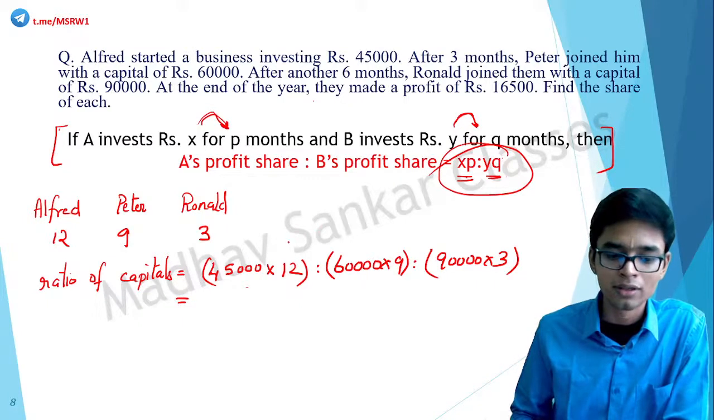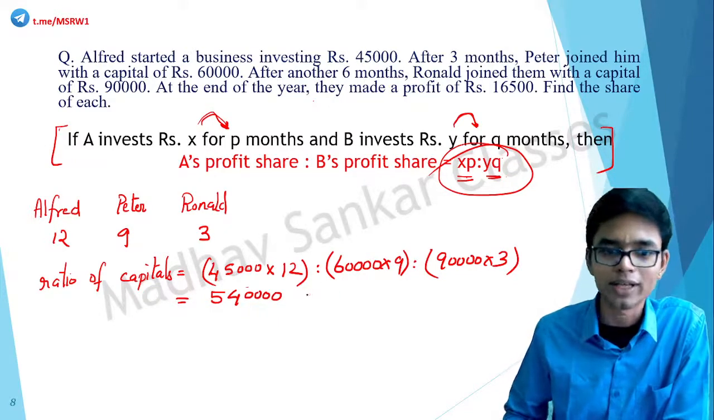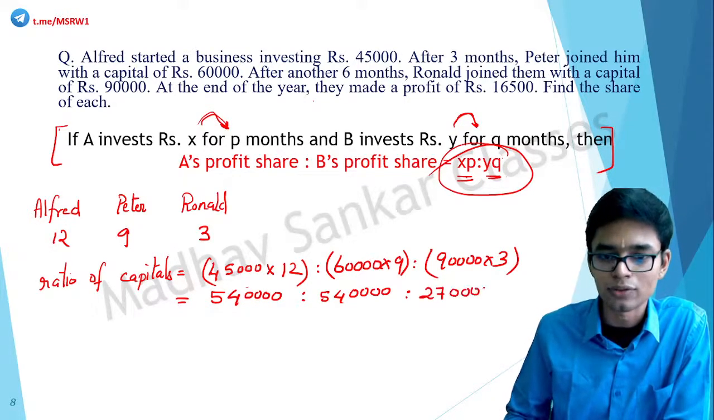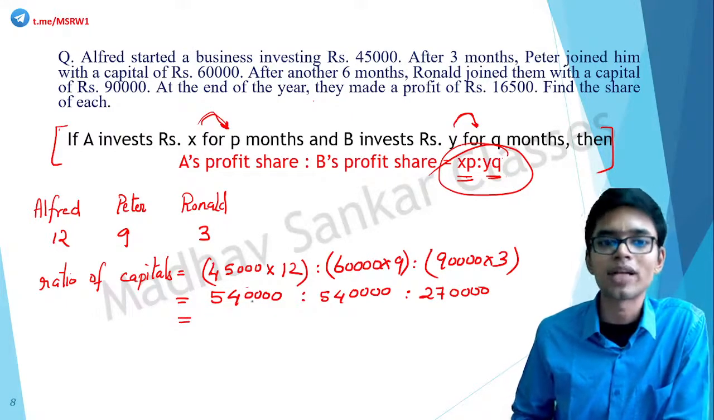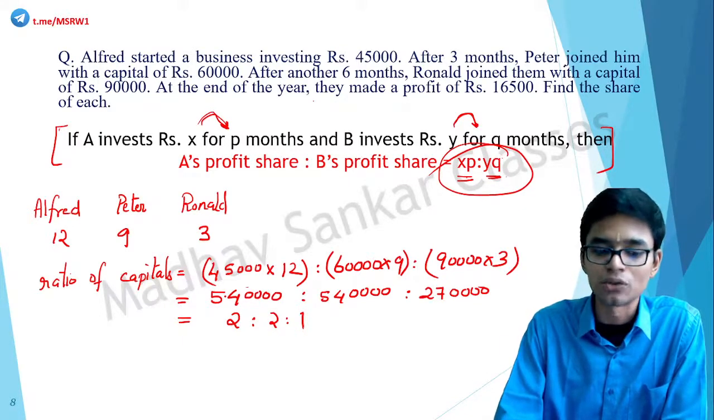That's it. Okay. So this would be equal to 45 into 12 is what? 45 into 2 is 90 into 12. So 5,40,000. Okay. Is to 6 into 9. Again, 54 followed by 4 zeros is to 27 followed by 4 zeros. Clear? We can cancel out all the zeros. So 54 is to 54 is to 27. That is basically 2 is to 2 is to 1. This is the smallest ratio.